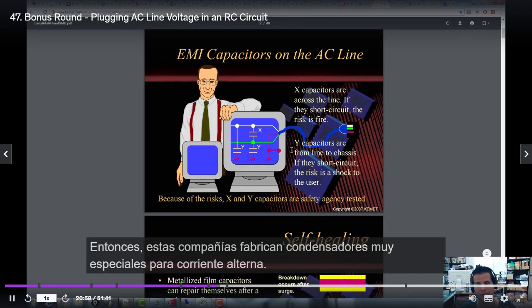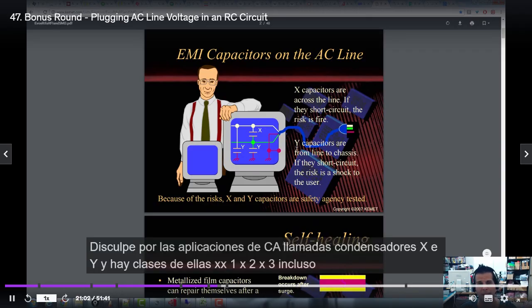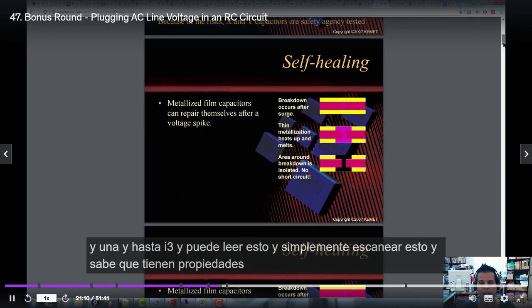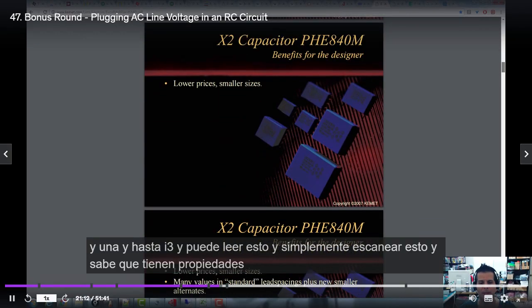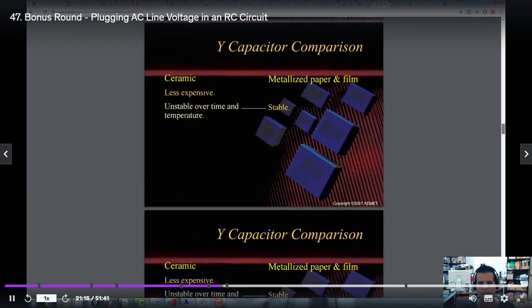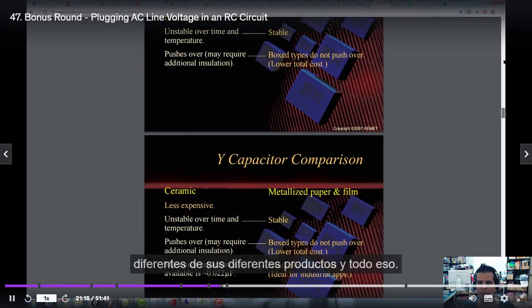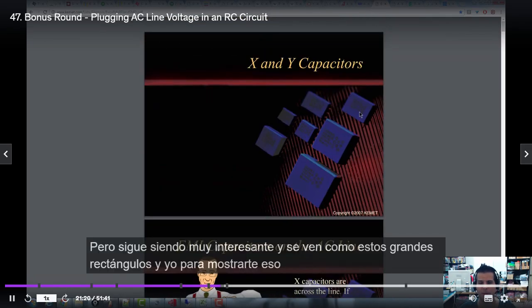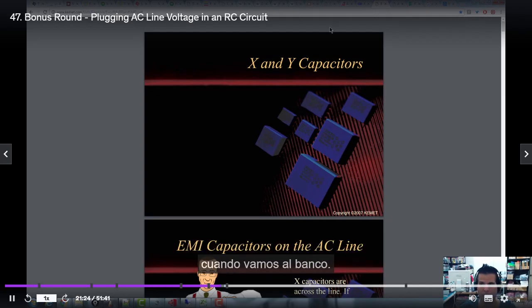So these companies make very special capacitors for AC applications called X and Y capacitors. And there are classes of them: X1, X2, X3, even Y1, Y2, Y3. You can scan through this document, and they tell the different properties of their different products, and it's still very interesting. They look like these big rectangles, and I'm going to show you that when we go to the bench.